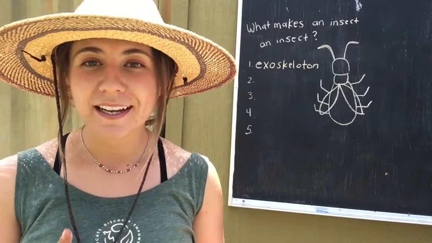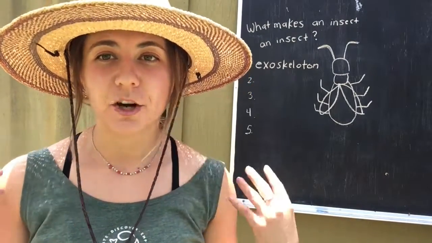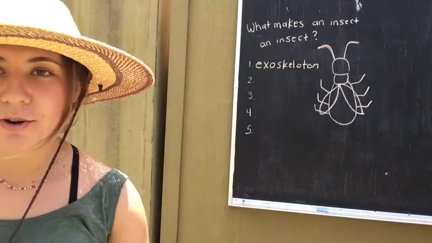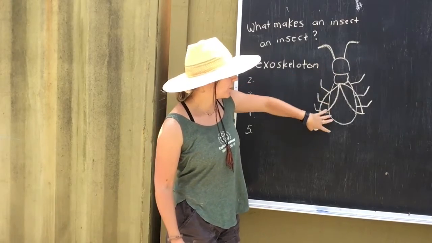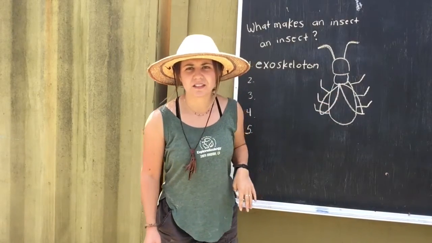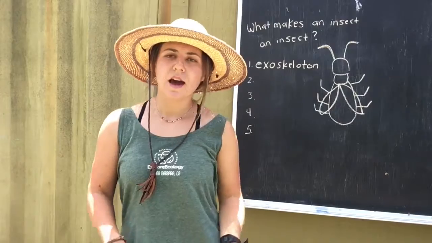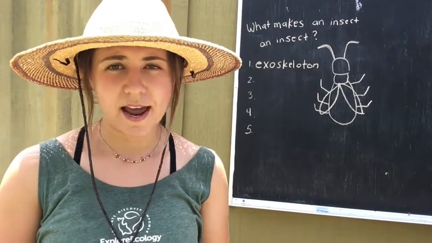Exo means outer, and skeleton, well, skeleton, it's our bones. So they have an outer skeleton. And on our insect here, it would make up pretty much all of these outer parts that you see, not including the wings or the antenna.